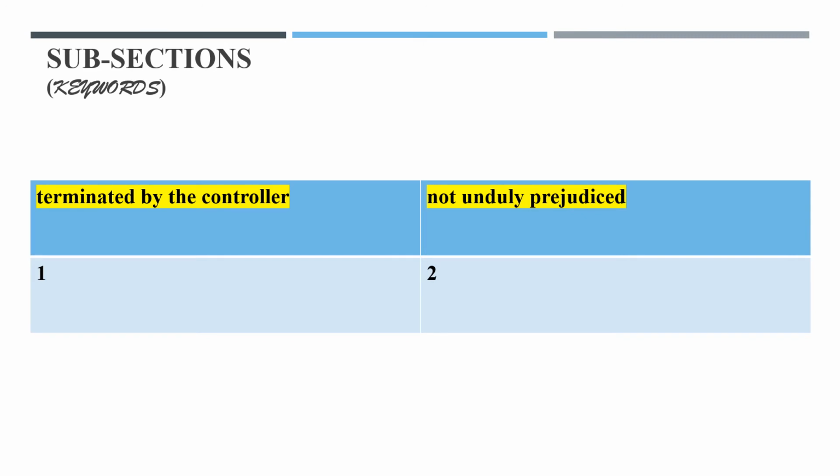Now we will proceed to subsection 94. We will try to find out the keywords or key phrases for the subsections. The key phrase for subsection 1 is "terminated by the controller," and the key phrase for subsection 2 is "not unduly prejudiced." I have picked up the keywords or key phrases as per my convenience, as per my intellect. You can choose your own.